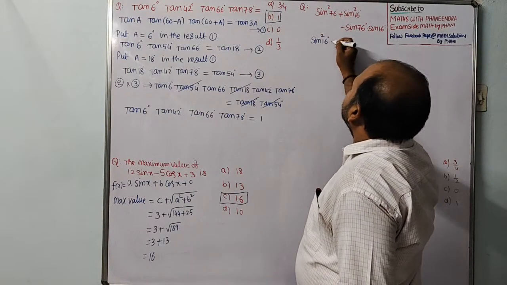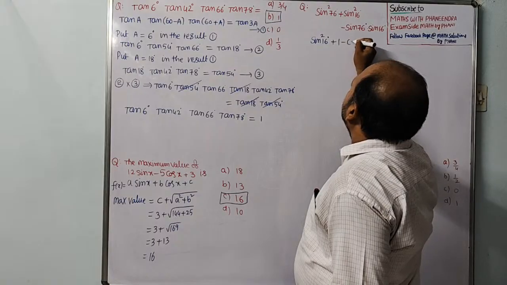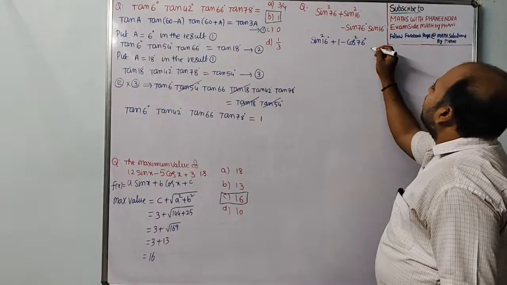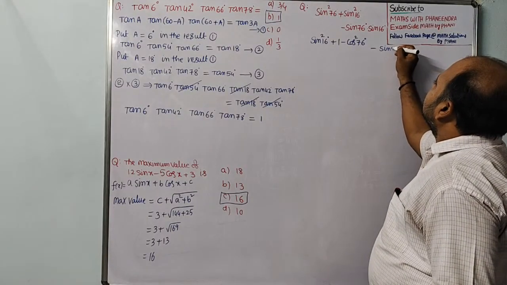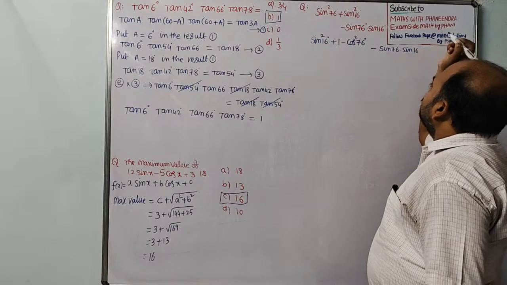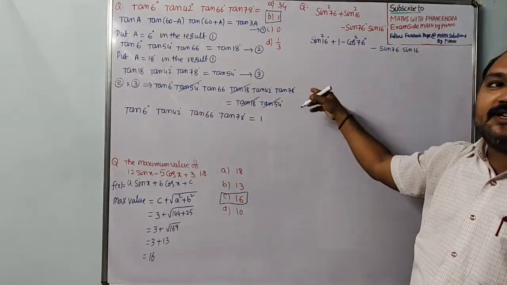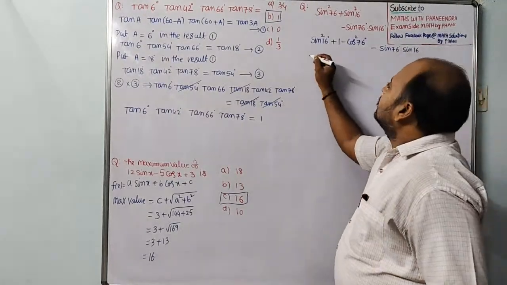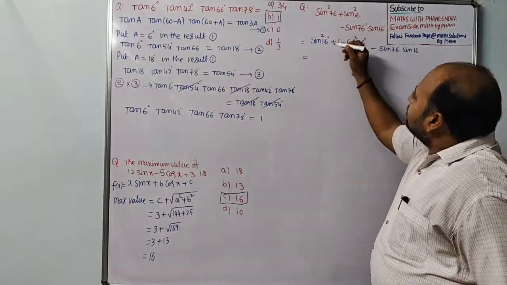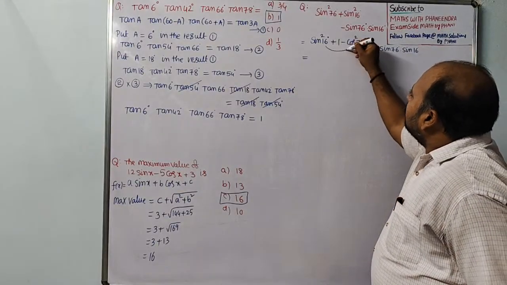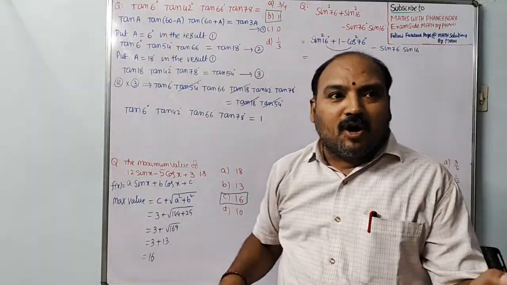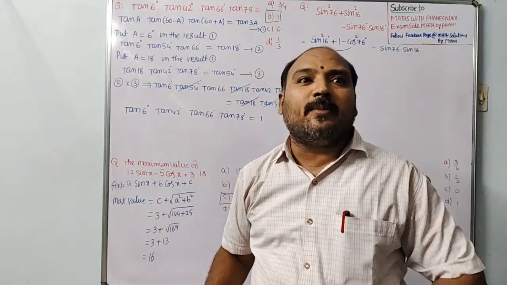Sin square 76, what I am writing is 1 minus cos square 76. After that, the remaining is minus sin 76 into sin 16. What is the advantage of writing it this way? If I take common from these two terms, minus, we are going to get the form of cos square A minus sin square B.